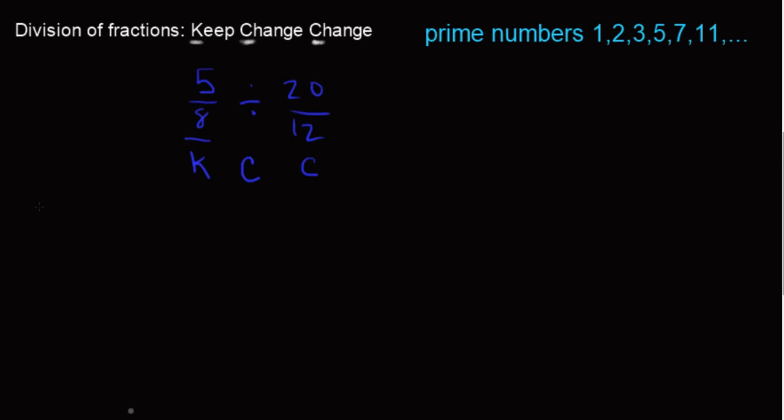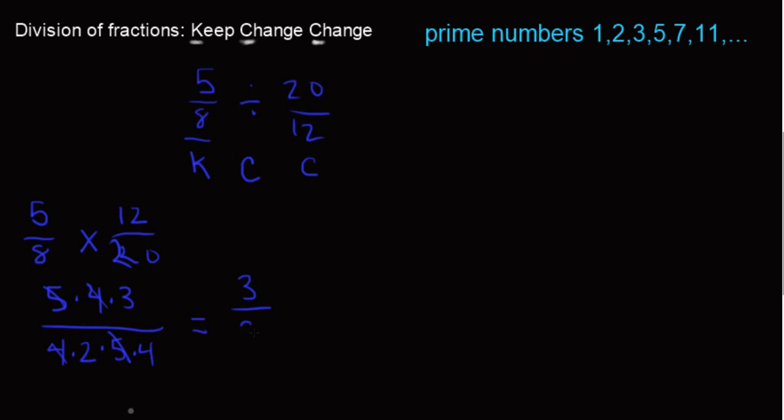So with keep, change, we have keep 5 over 8. Change the division to multiplication. 20 over 12 becomes 12 over 20. So I'm going to go 5 times 4 times 3 over 4 times 2 times 5 times 4. Just breaking each down. So I have the 5s go, these 4s go. It gives me 3 over 8. Let's look at another example.